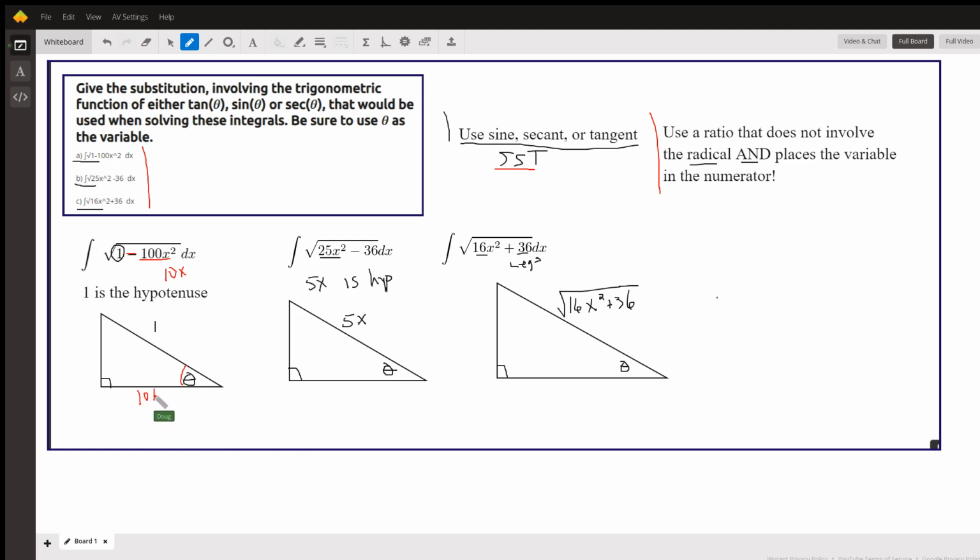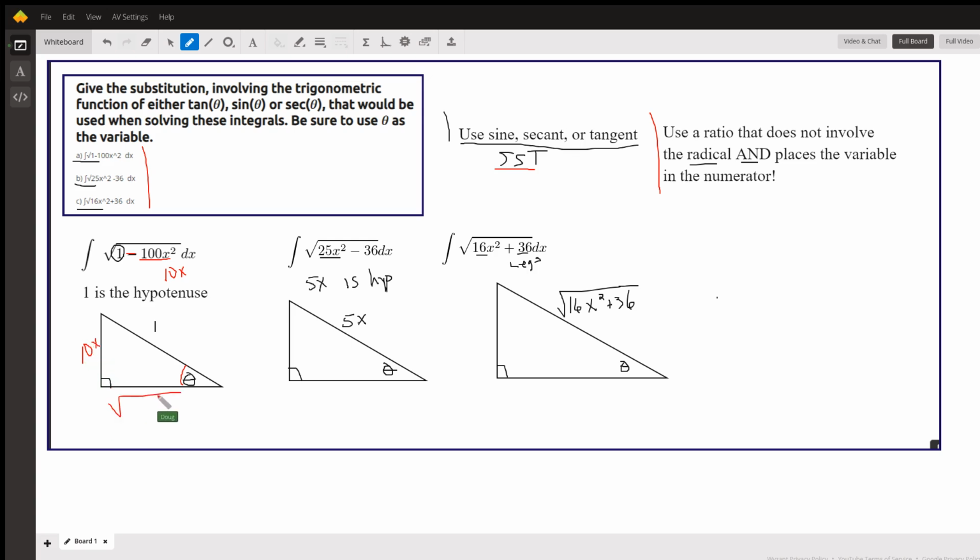Well, if I put it here, if I use secant, I'll get 1 over 10x, the variable is in the denominator. And by the way, if I put the 10x here, then the square root symbol would be here. If I use sine, I'd have the square root over 1. I don't want the square root. And if I use tangent, I'd have the square root over 10x. So I couldn't get rid of the radical. So that tells me that we want the 10x to be here and the square root to be here.